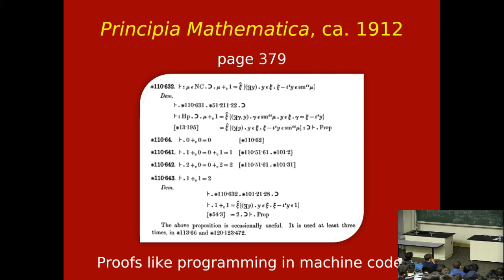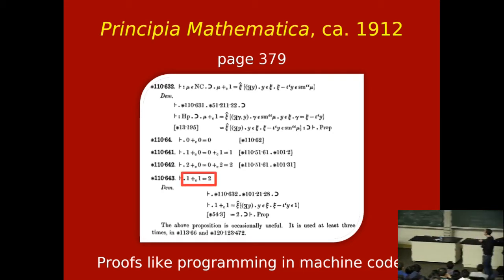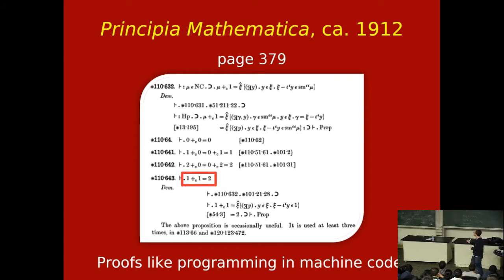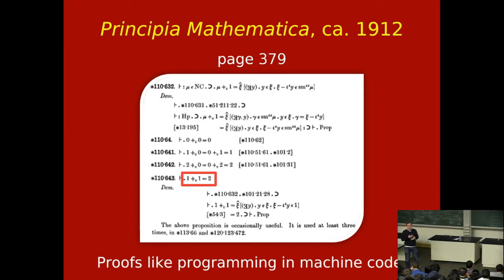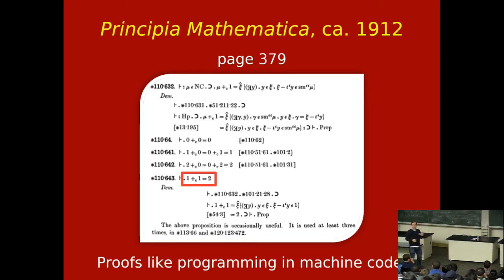In fact, on this page, what were they proving? They were proving 1 plus 1 equals 2 on this page, 379. So it took a lot of work to build up this entire machinery of doing proofs in a completely 100% rigorous way, just pure axiomatic deduction. I also like how they say this proposition is occasionally useful.